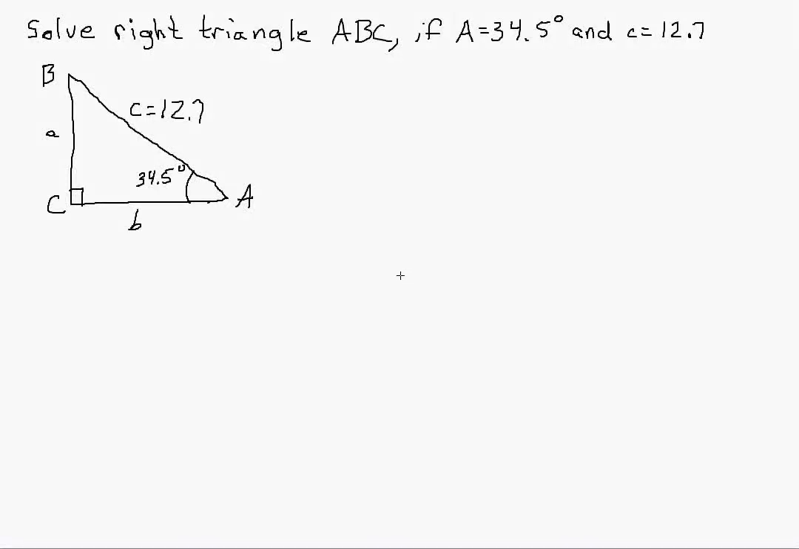Alright, so today we're going to solve right triangles. In this first problem, we're solving right triangle ABC. They give us the measure of angle A, which is 34.5 degrees, and they give us the measure of side C, which is 12.7.